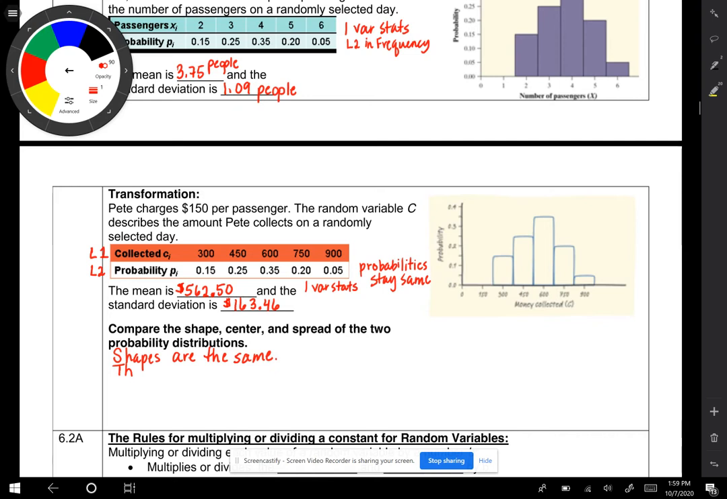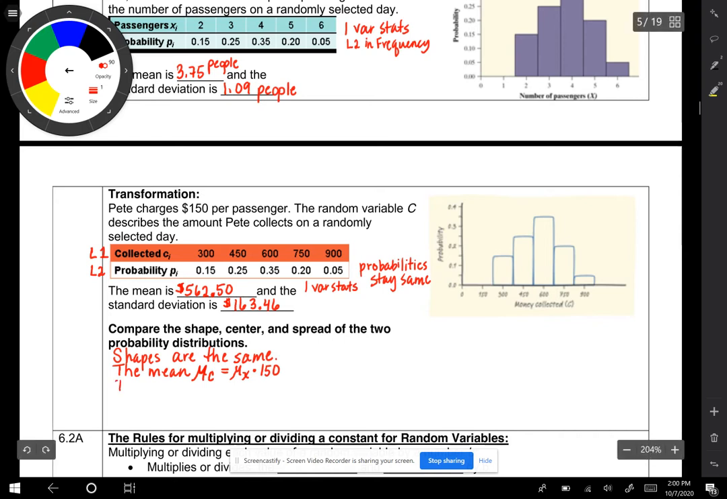So what I did was I took the 3.75, which was the mean of the first distribution, and multiplied by 150, and I got $562.50. So the mean of the transform distribution, the mean of C, the amount collected, is equal to the mean of the original distribution, the mean of X, times 150, or 150 times the mean of X. And that's how we got $562.50.